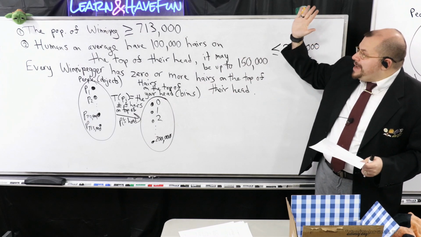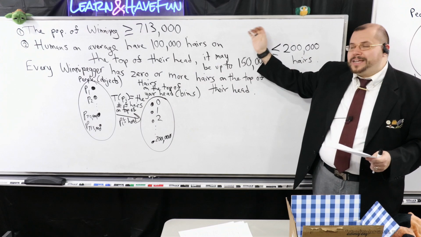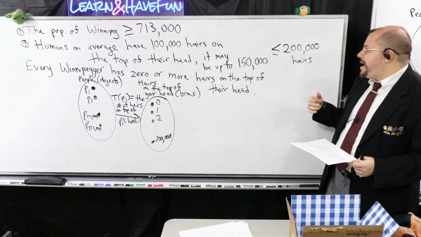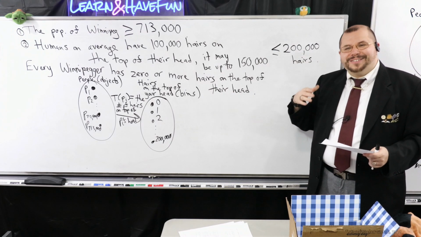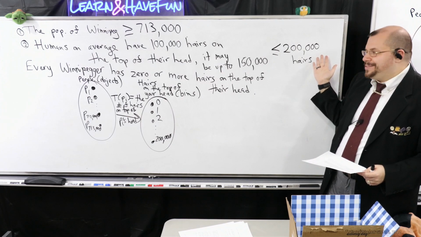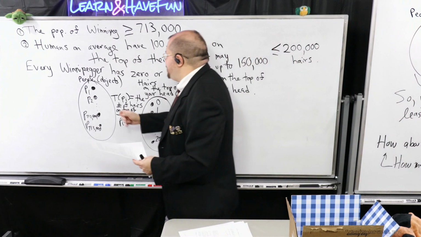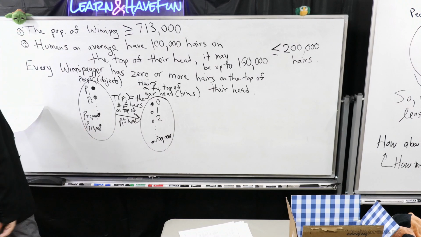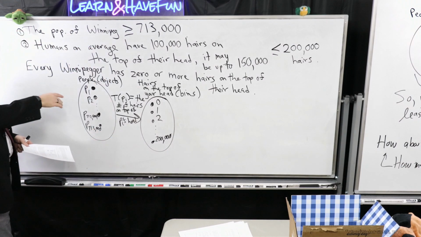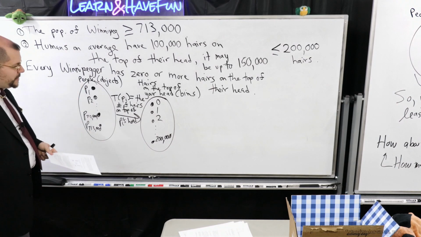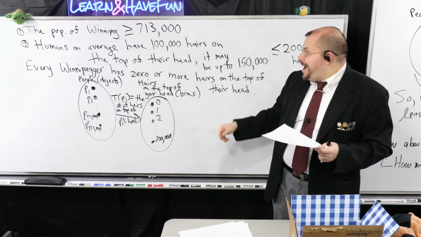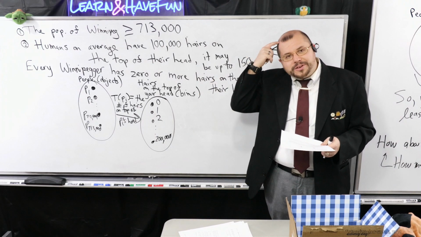So I'm going to throw some fun facts at you. The population of Winnipeg is at least 713,000. Humans on average have about 100,000 hairs on the top of their head, but it may be up to 150,000 on average. But for generous, we're going to keep it at most 200,000. Well, the people are objects in my application of the pigeonhole principle. The number of hairs on the top of your head are bins, and the number of hairs is simply characterized by this function. Because every Winnipegger has 0 or more hairs on the top of their head.